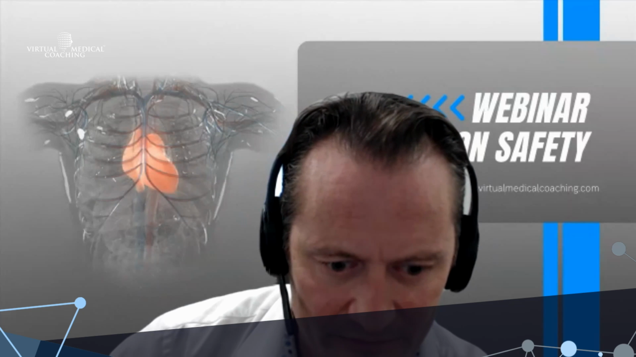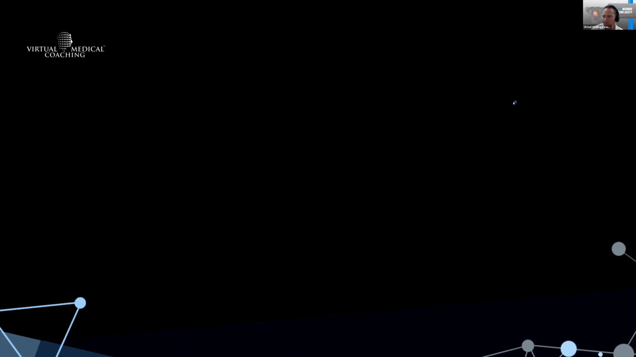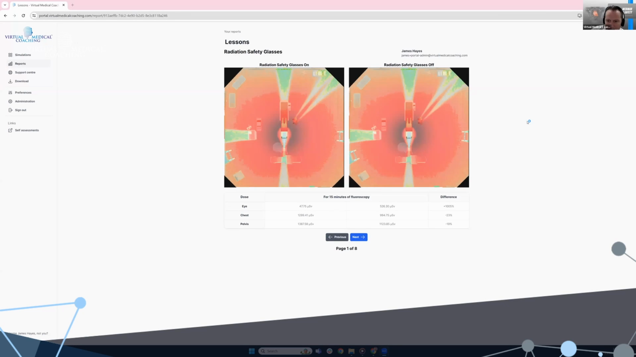Okay, so I'm going to share this screen now. And what we do is we always give a top-down approach for this. So this is my first lesson. And now the two rooms here from the top down won't look any different, but the radiation dose does.